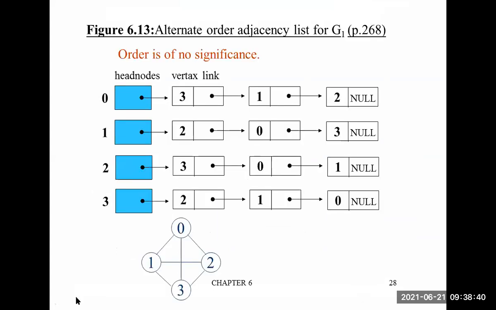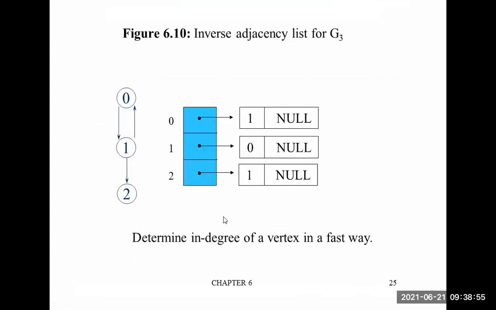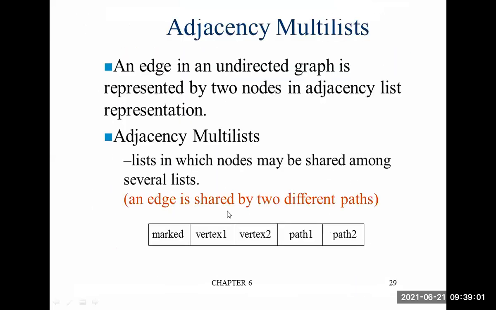So this representation we call it as an orthogonal representation. So 0 is there. So 0 to 1 path is there, 1 to 2 path for this graph. Just you remember these three only.